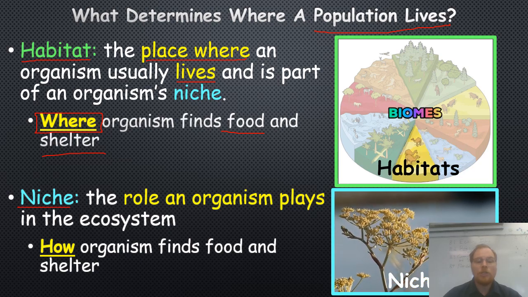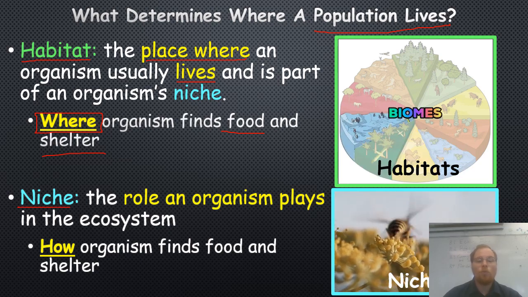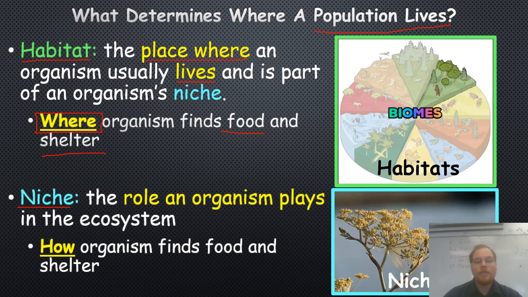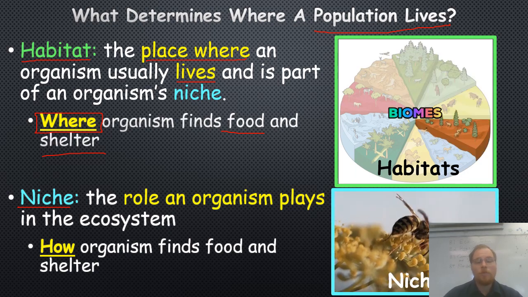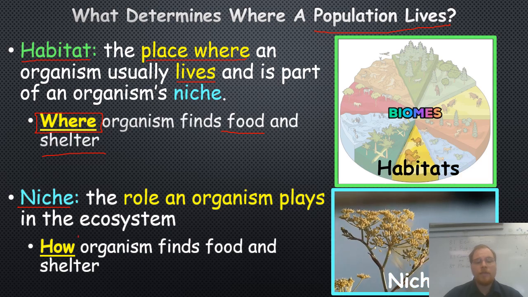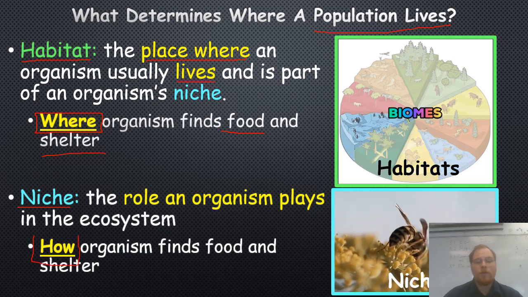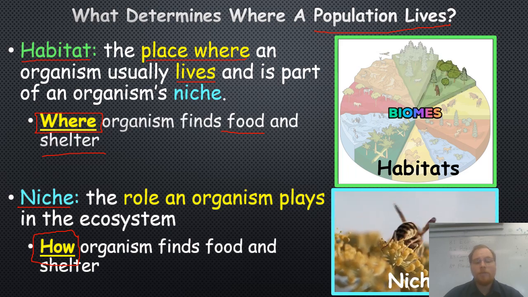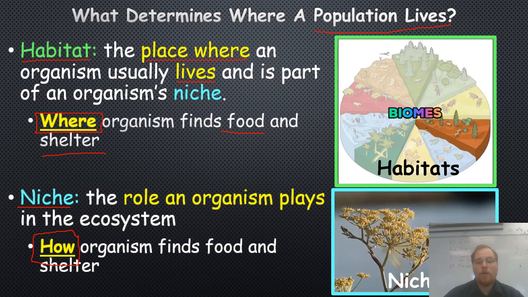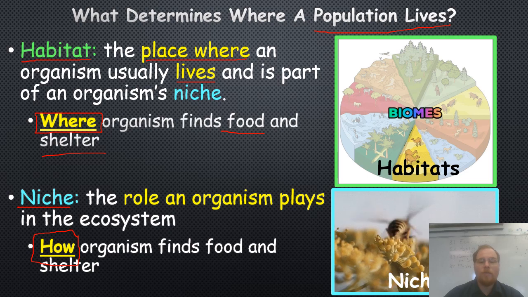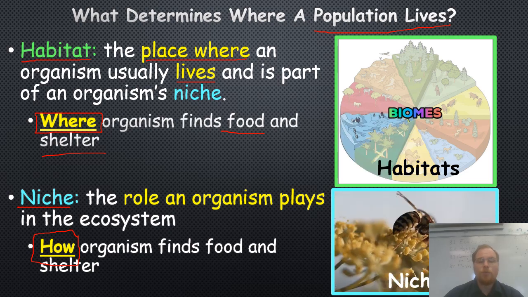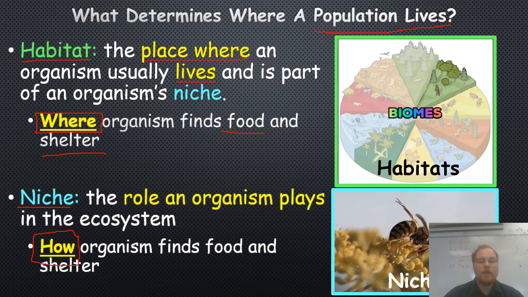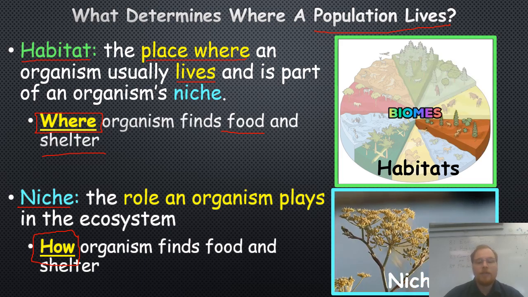A niche is the role that the organism plays. So if we're still talking about beavers, basically what beavers do is they help control streams. The beaver's niche is to chew dead and rotten trees and build dams, which provides kind of shelter for fish and all that kind of stuff.